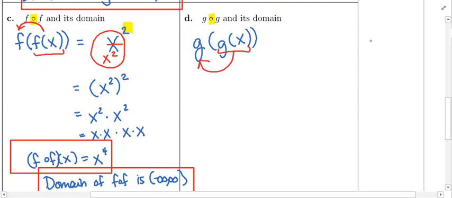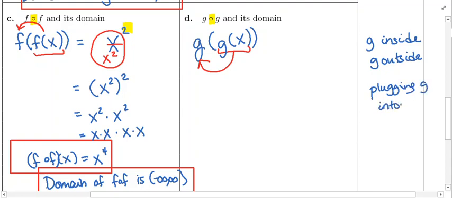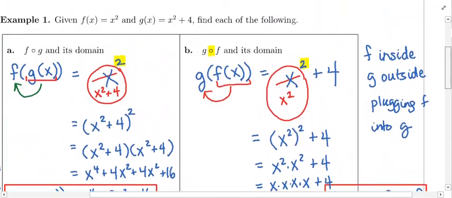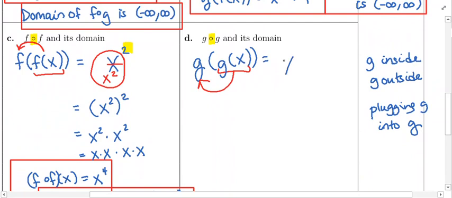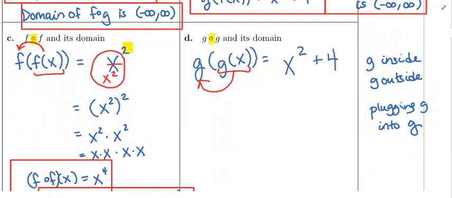Here g is the inside function, and g is also the outside function. We are plugging g into g. We're going to start with the outside function. What are we plugging into? We're plugging into g. g of x is x squared plus 4, so let's write that down. The outside function is x squared plus 4. And what are we plugging into it? Well, the inside function.